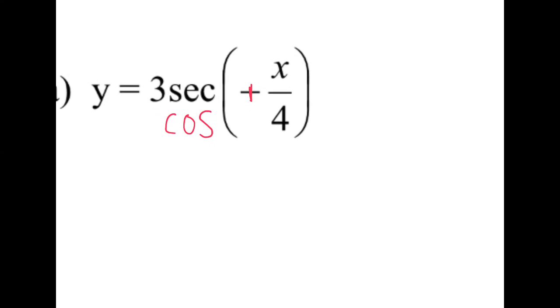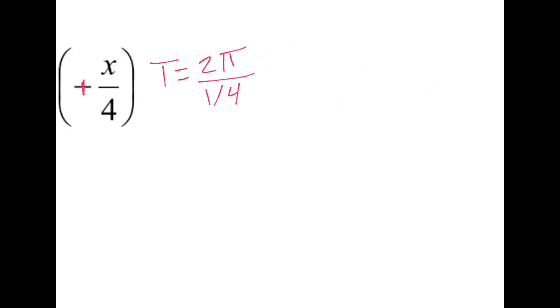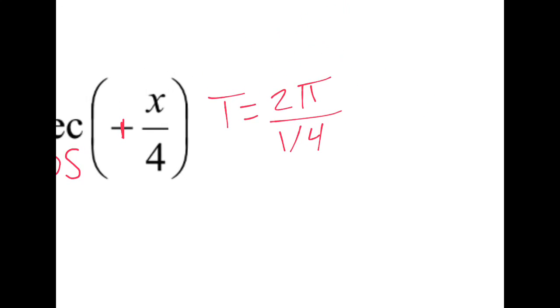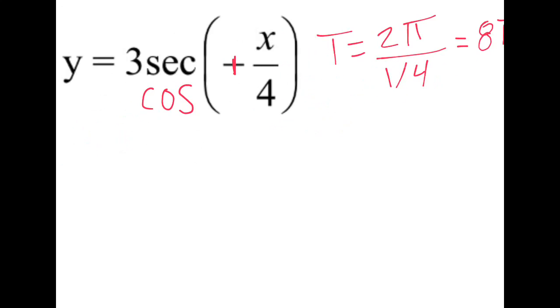So, what do we need to figure out? Well, we need to figure out our period. So it's going to be the normal period for sine, cosine, secant, and cosecant, which is 2 pi. But we're dividing it by that coefficient, which is 1/4. Dividing by 1/4 is the same as multiplying by 4. So really, the period is going to become 8 pi.